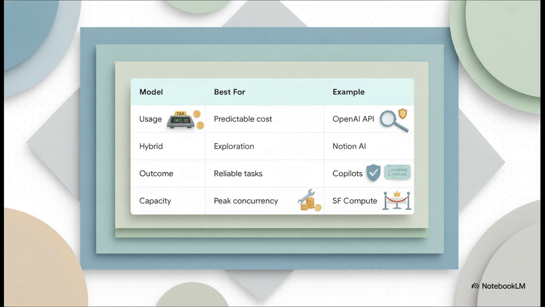Third, we have outcome-based, like enterprise copilots, where you're just paying for a resolved ticket. But heads up, you can only pull this off if your system is incredibly bulletproof reliable. Finally, capacity-based, like SF Compute. This is where you pay upfront to reserve throughput. It's essentially buying a VIP table at a crowded restaurant, so you know for sure a seat is there during the dinner rush, whether you sit in it or not.